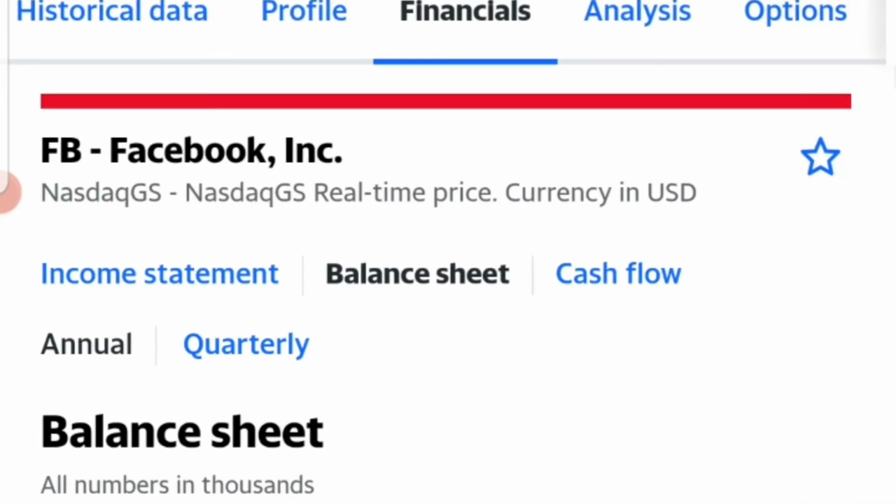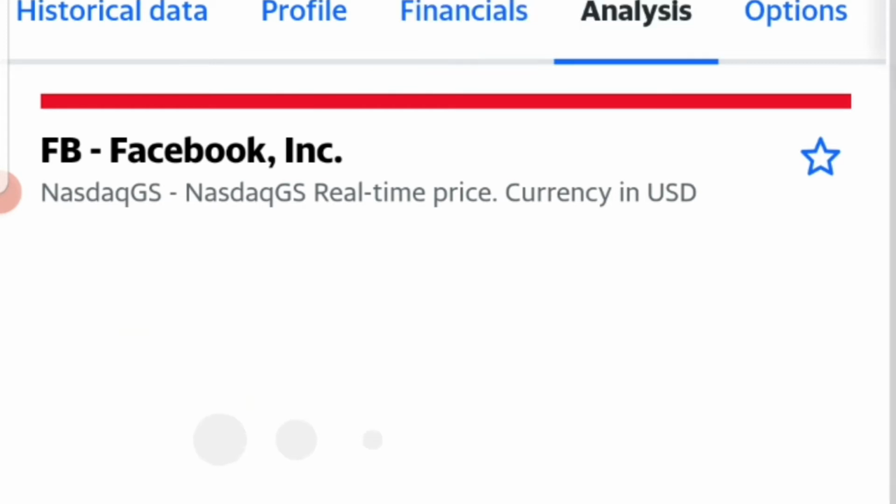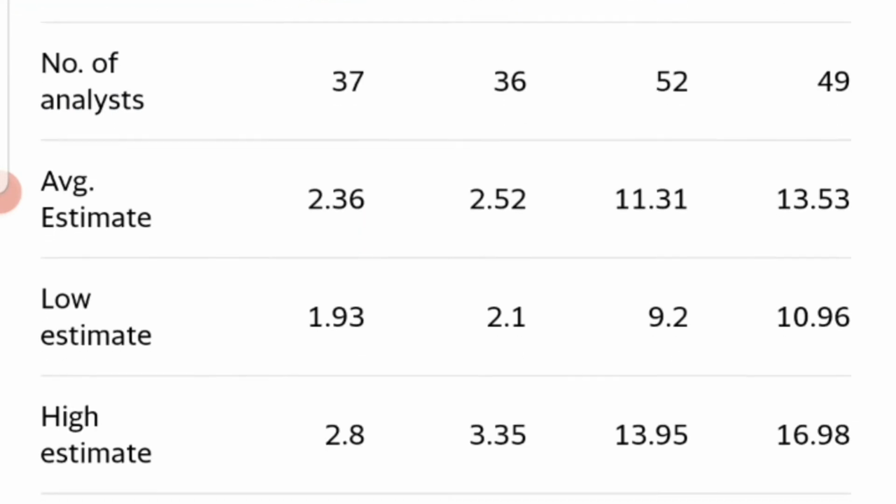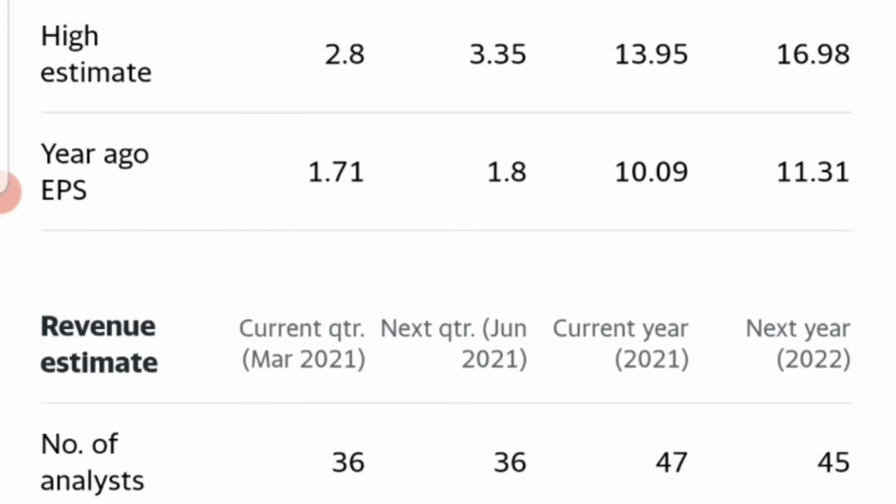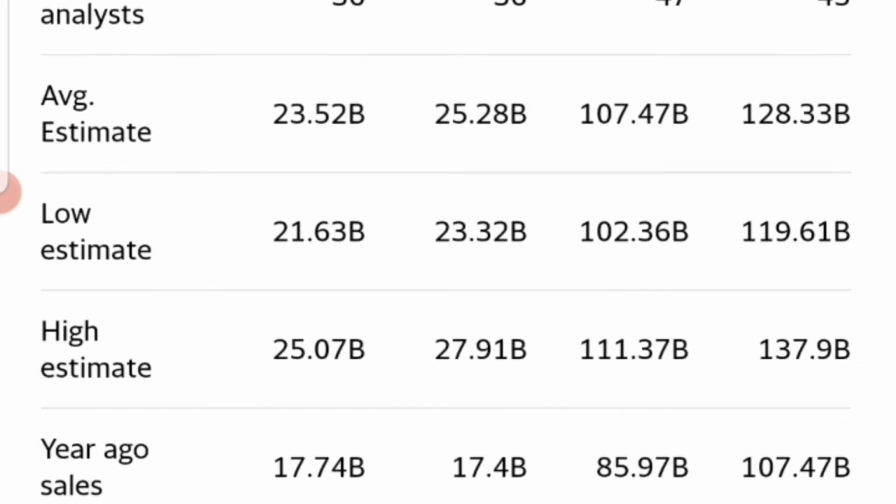We will look at the analysis that they have, that they think their company will do. How many analysts thought that? If it's just one analyst, well, then it's not that reliable. The more analysts, the better. And we want to see huge growth.